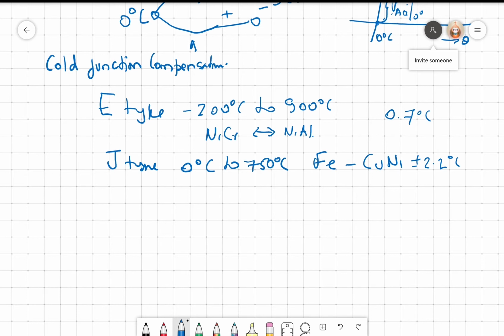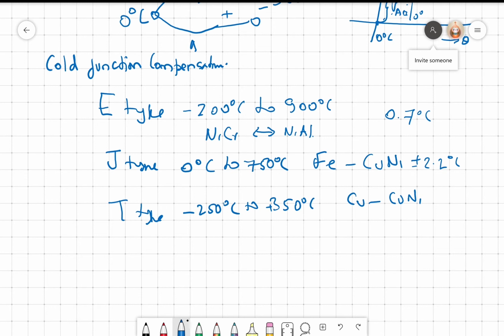There is another type, let's say the T type, which goes from minus 250 degrees centigrade to plus 350 degrees centigrade, which is copper constantan and copper nickel. So we have different types. We saw E, J, T. There is something called the K-type thermocouple, which goes to 1250 degrees centigrade.